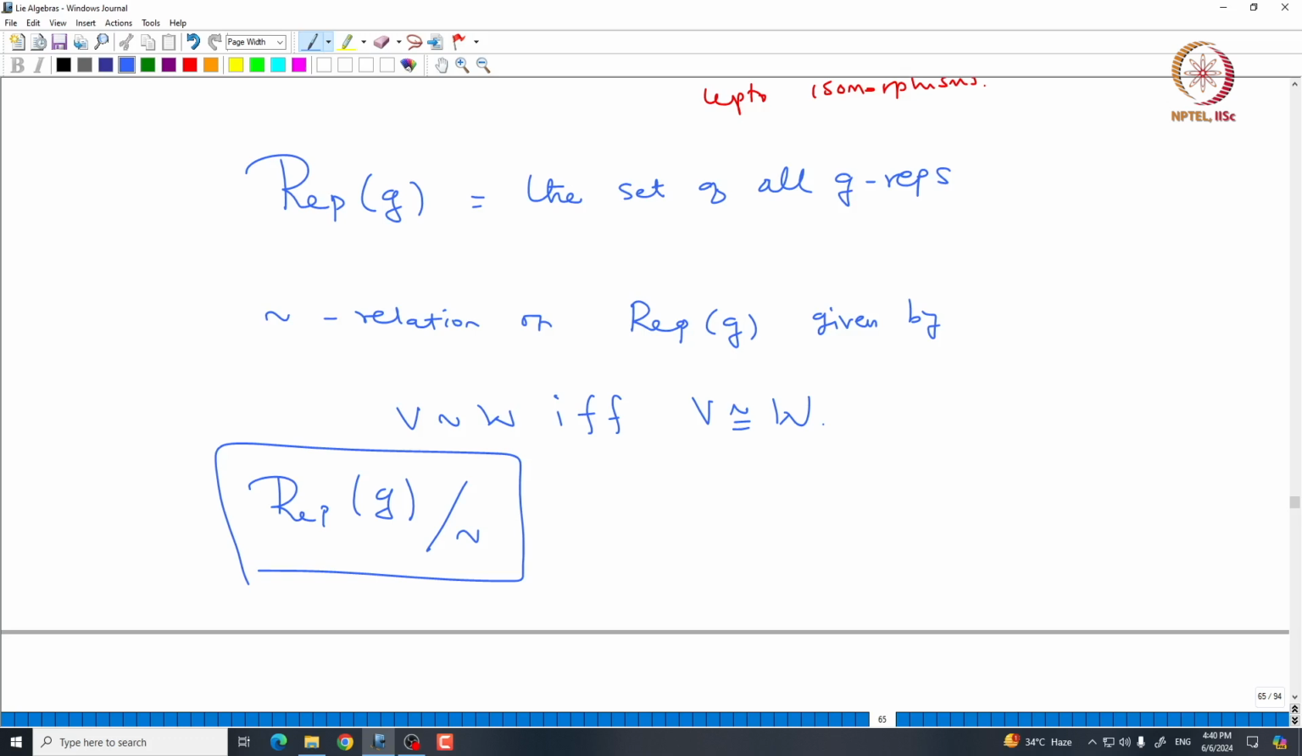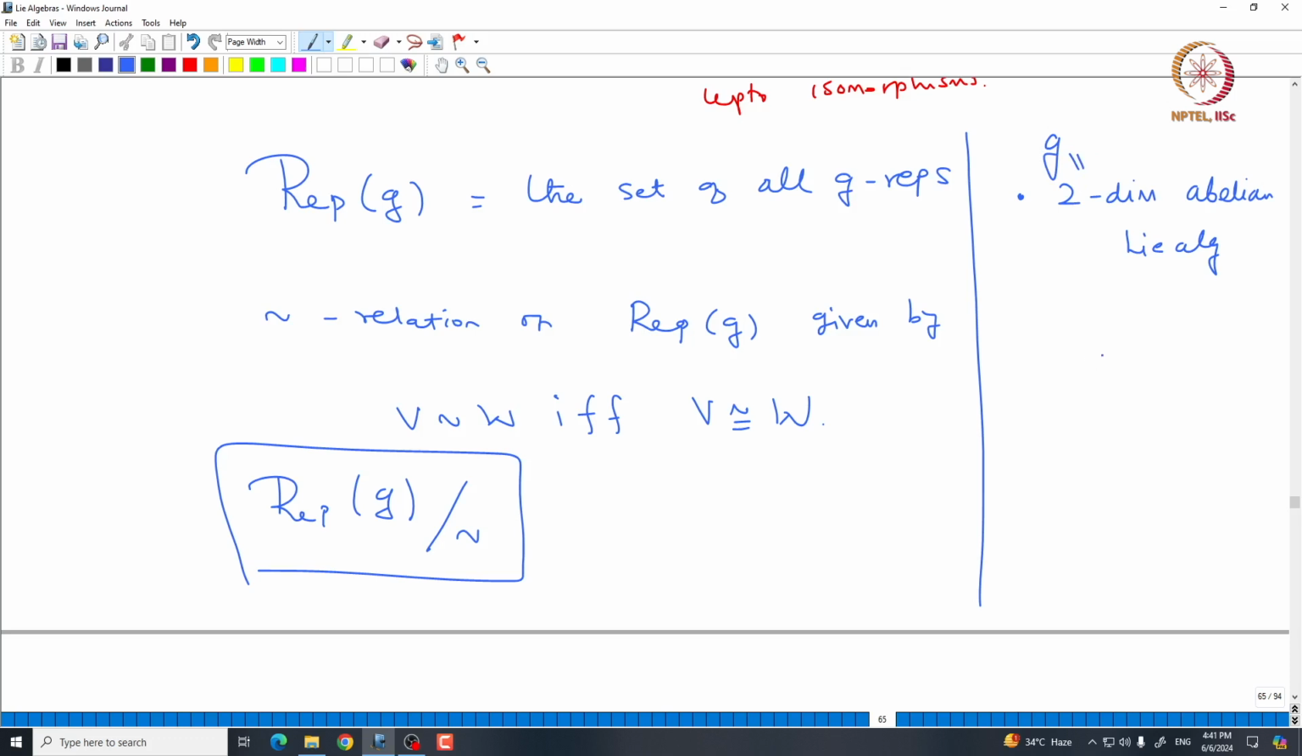And given an element from that parameterizing set, we should know how to actually create the representation that lies inside this Rep G modulo tilde. Okay. So, we will see many examples towards that. First, I will begin with, for example, the two dimensional abelian Lie algebra, and classify all two dimensional representations of it. Let us call it G.